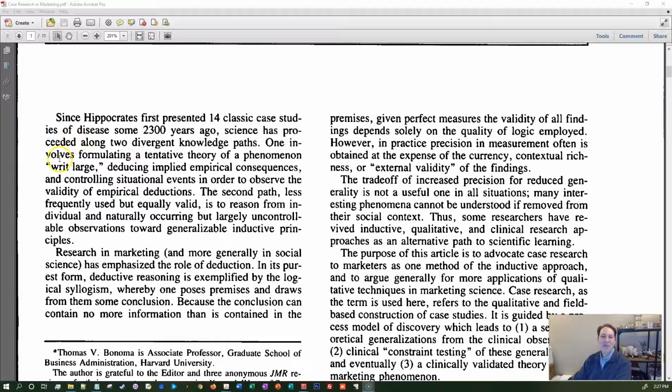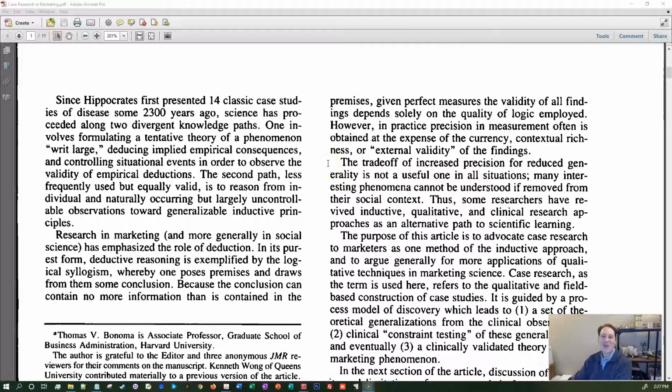So what I want you to understand about this article, though, is that it is making a case that there are really 2 different types of scientific inquiry, and it's actually mentioned right here. One involves formulating a tentative theory of phenomenon writ large, deducing implied empirical consequences. So in other words, things that you can observe and notate and record as data, and then controlling situational events in order to observe the validity of empirical deductions, which is experiments. Okay, so quantitative collection of data and experimental design are that first idea.